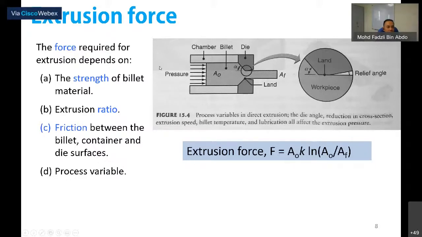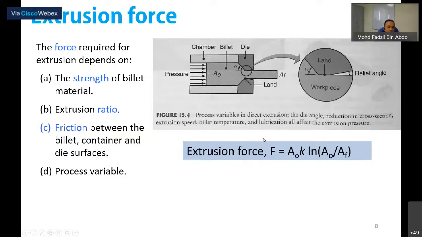Okay. The force required for extrusion depends on the strength of the billet material, the extrusion ratio, friction between the billet, container and die surface. Friction between container ni dengan billet dan juga dengan die. Inilah antara sinilah friction dia. Okay. Yang ni dia kurang sikit, buat ni ada dia terbuka sikit. And then the process variable. This is the, kalau kata soalan suruh kira what is the extrusion process, inilah dia punya kiraan dia.